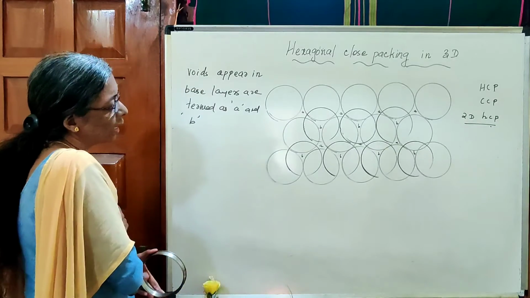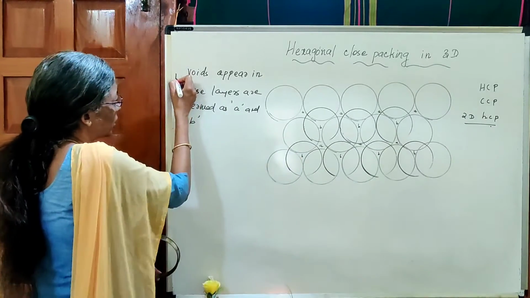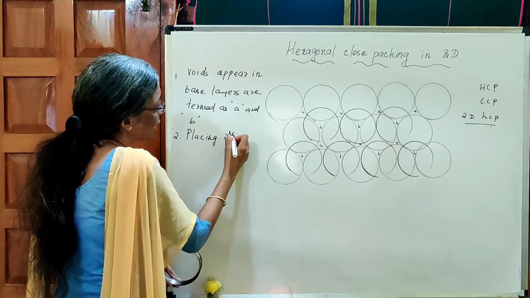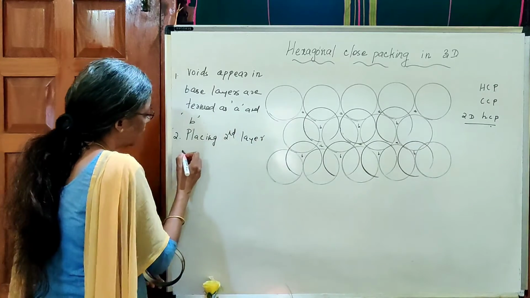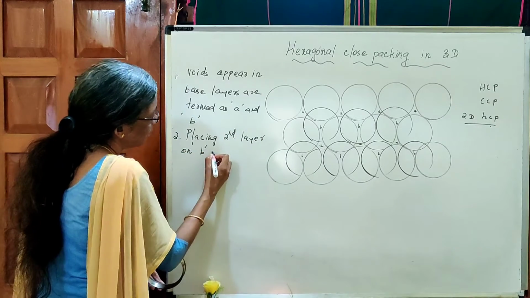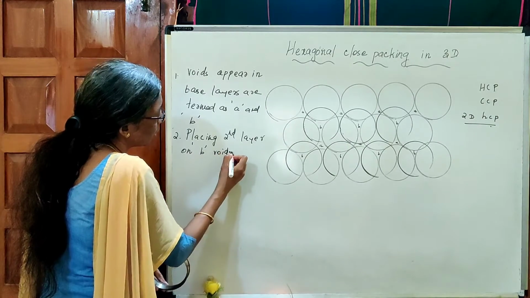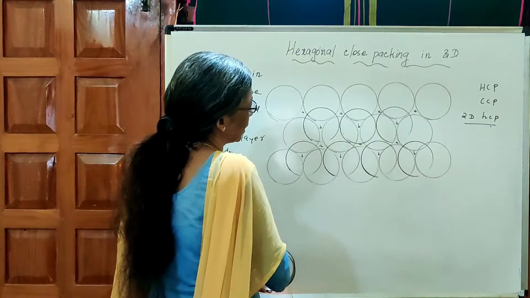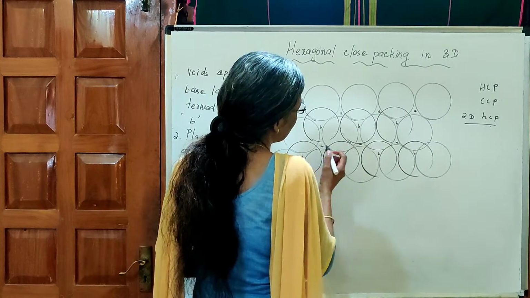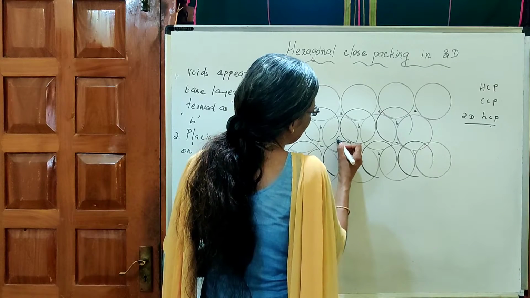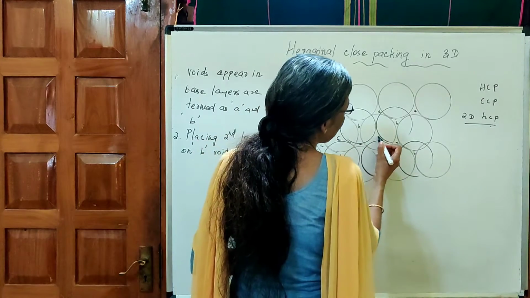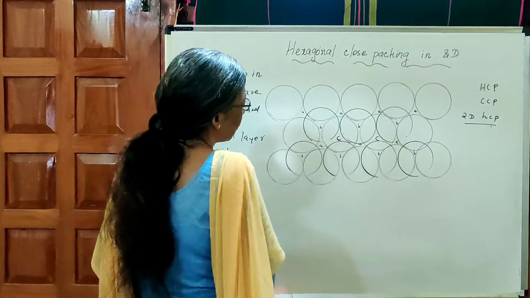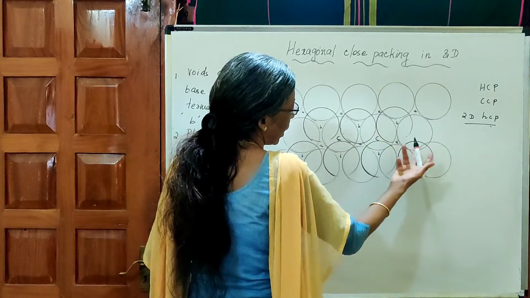If you see the second layer, after placing, or stacking, the second layer on the B voids, what happened is you are getting a different arrangement. After placing this, you are getting different types of voids. You see here, this void, let us call it C. This also you can call C. This void also C. Now you see, these are new voids that have arrived here.